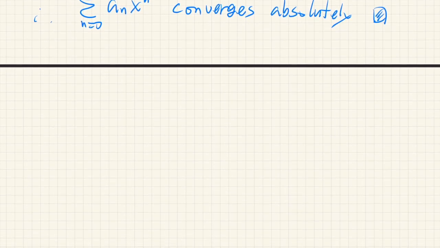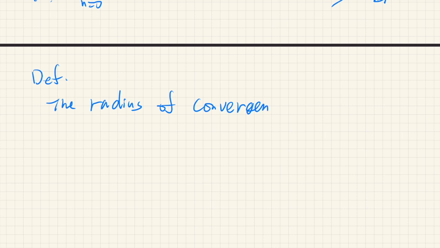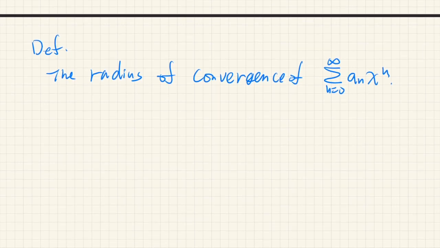Now, based on this theorem, we can define the radius of convergence. Here's the definition of the radius of convergence of a power series. Given this power series, we first define the set of absolute values of u such that this series, the sum of a_n times u to the power of n, converges.